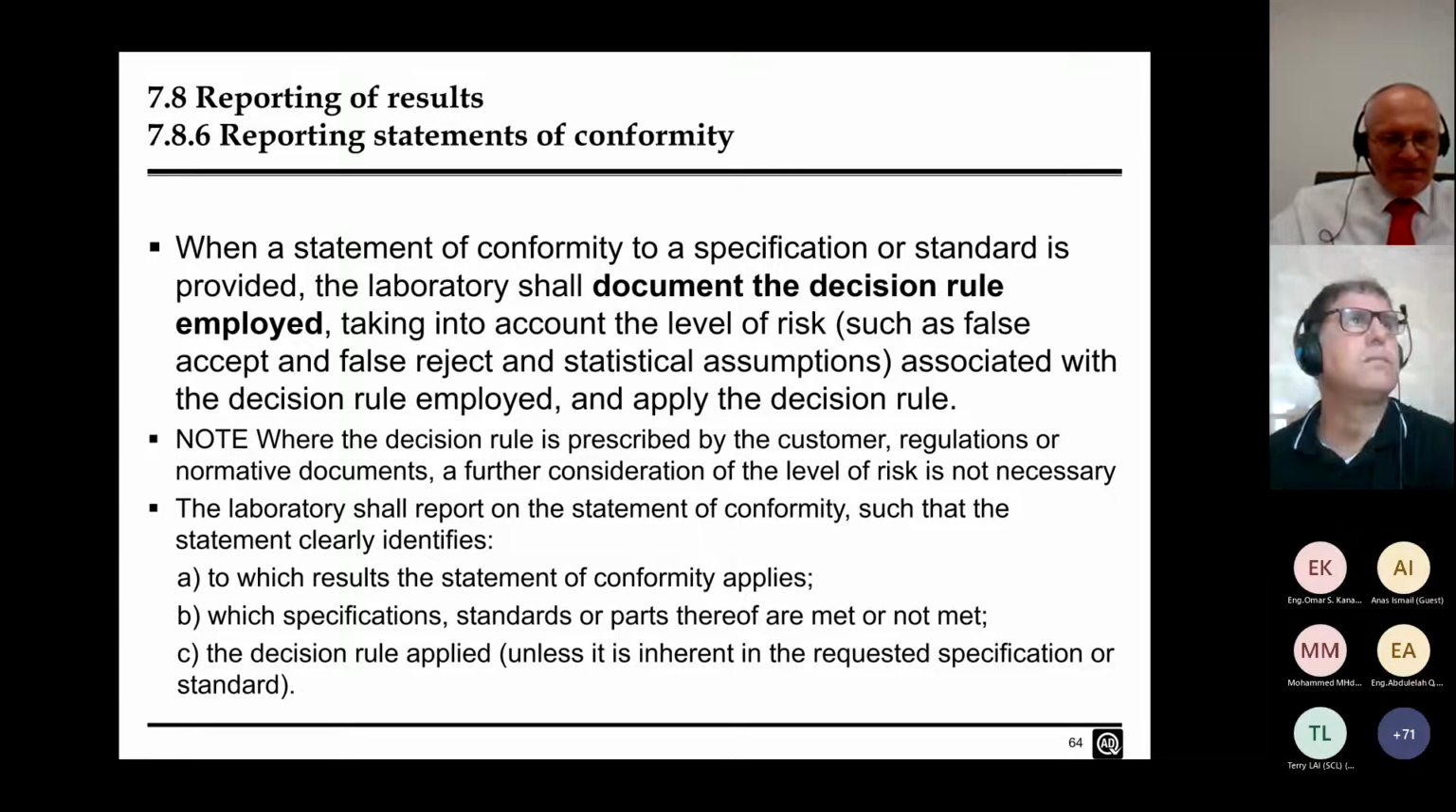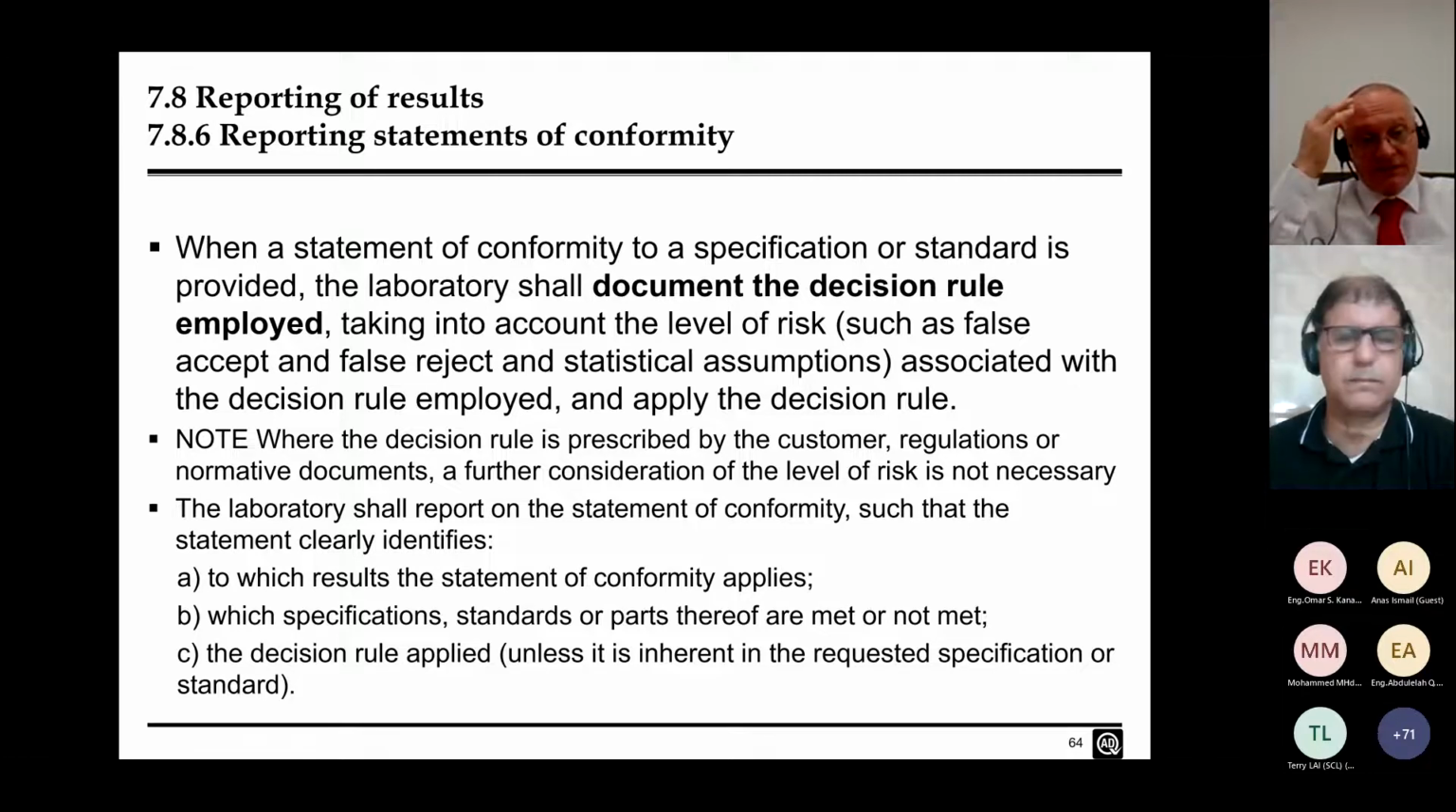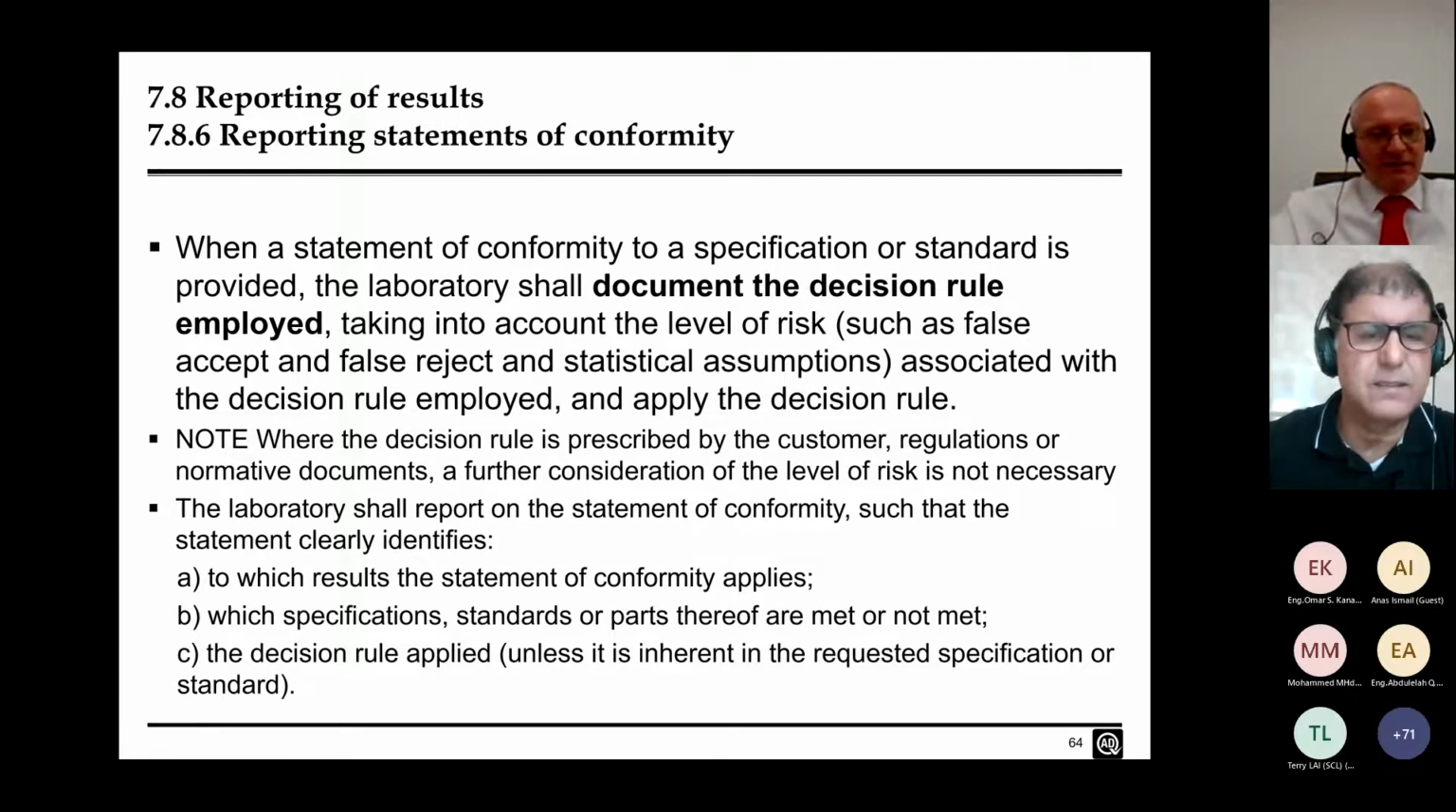Sometimes your customer will tell you the decision rule, or it will be in your regulations or your normative documents. And then you don't need to think about the level of risk or the probability of false acceptance and false rejection. Also, if you're reporting a statement of conformity, you need to say to which result the statement of conformity applies, which specification standards or parts thereof are met or not met, and the decision rule applied, unless it is inherent in the requested specification or standard.